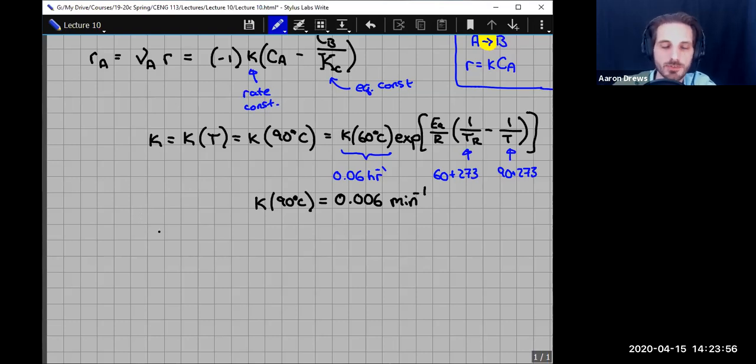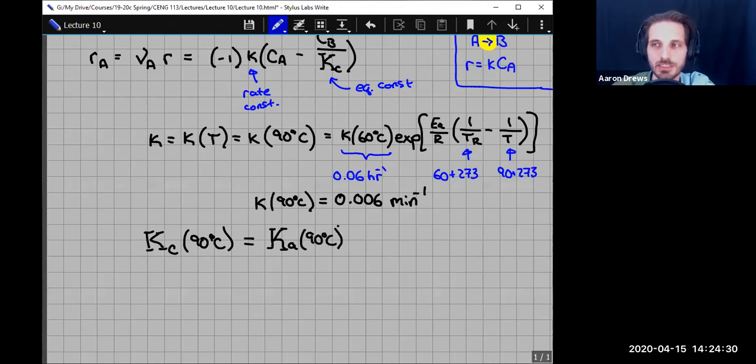Let's knock out the other constant real quick since we're talking about constants. We also need the equilibrium constant Kc, and we need that at 90 degrees C. So in order to get the equilibrium constant Kc at 90 degrees C, we need a relationship between Kc and the other equilibrium constant, which is K sub A. And so K sub A at 90 degrees C, but it's K sub A at 90 degrees C times C sub T to the delta.